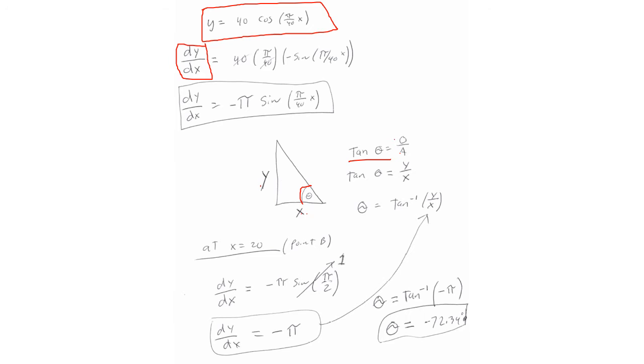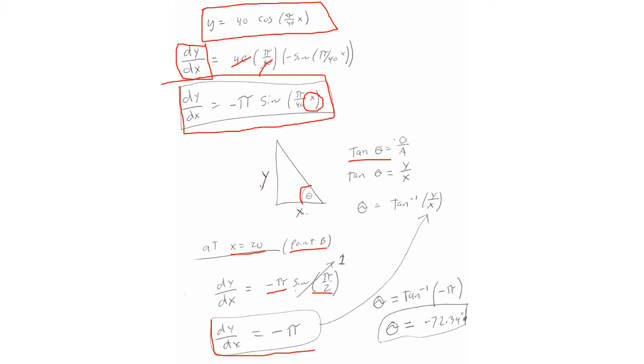So we take the derivative of dy dx, this becomes 40 times pi over 40 times negative sine of pi over 40x. So we can see here our 40 right here cancels our 40 in the denominator. We're left with our dy dx is equal to negative pi times the sine of pi over 40x. So we know that at point B, our x is at 20. So with a value of x of 20, we can plug in an x of 20 right there, and we end up with 20 pi over 40, or pi over 2. So now we can say, okay, the sine of pi over 2 becomes 1. This reduces down to just a negative pi now for our dy dx.